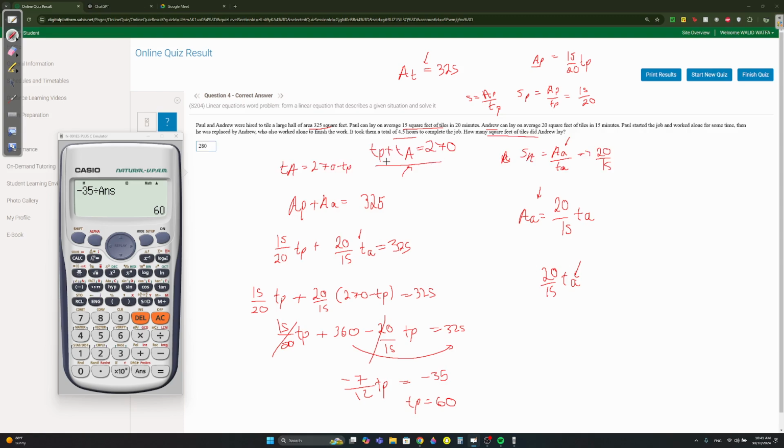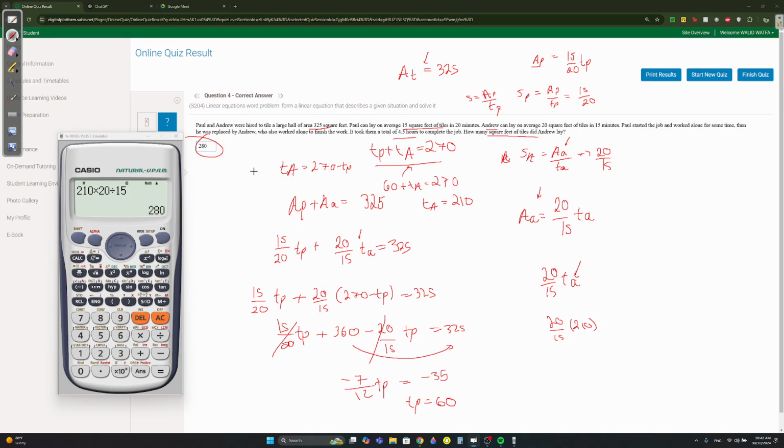Can I find time of Andrew? Yes, we know time of Paul plus time of Andrew is 270. So time of Paul is 60. So 60 plus time of Andrew is 270. So you do 270 minus 60. Time of Andrew is 210. So you go 20 over 15 times 210. You get 280.